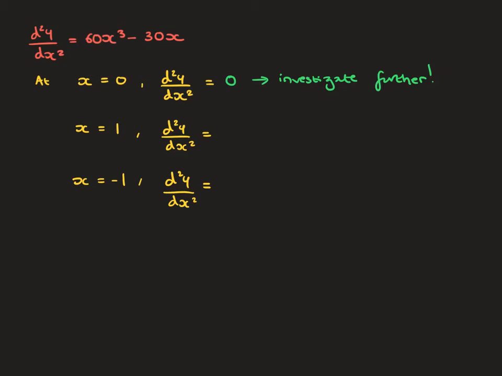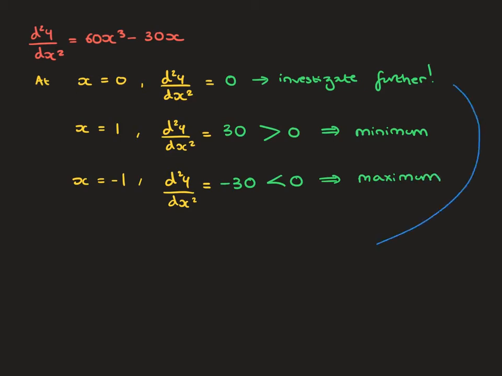At x equals 1, d2y by dx squared is equal to 30, which is of course greater than 0, or positive, which implies that we have a minimum point. At x equals negative 1, the second derivative is equal to negative 30, which is less than 0, which of course tells us that we have a maximum point. So now let's investigate further the point at which x is equal to 0.